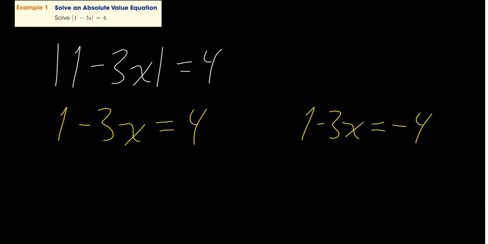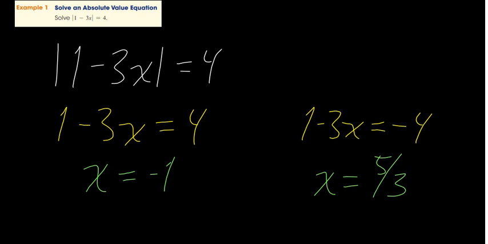Solving for x here, starting with the left side: if we subtract 1 from both sides and divide by negative 3, we end up with x is equal to negative 1. On the right side, if we subtract 1 from both sides, we have a negative 5 on the right. Divide by negative 3 on both sides, so we've got x is equal to a positive 5/3. And that's the solution to this equation.